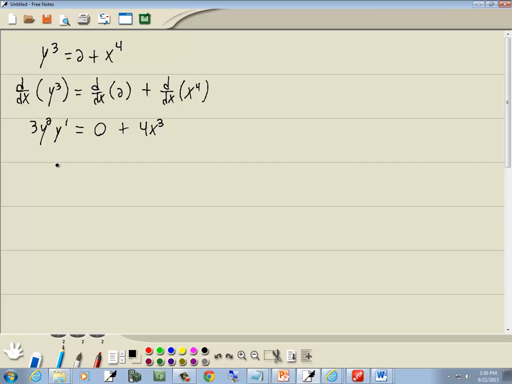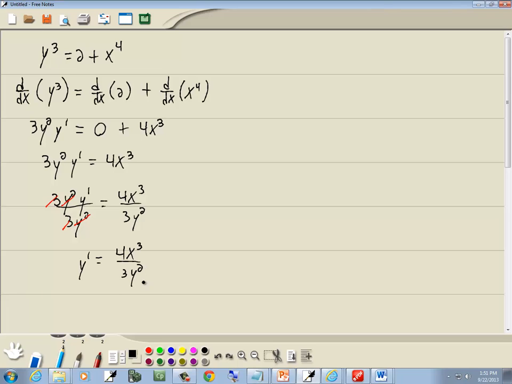Now we want to end up solving for y prime, so that 0 doesn't do anything, and I can go ahead and drop it. Now we'll divide both sides by what's in front of our y prime, so we'll divide both sides by 3y squared. When we do that, the 3s cancel and the y squareds cancel, and we get y prime is equal to 4x to the third over 3y squared. And that's our answer.